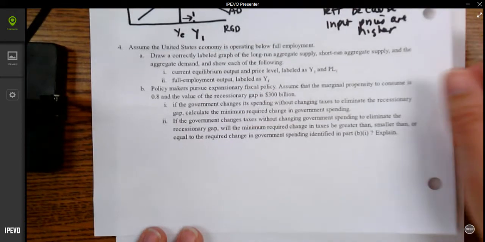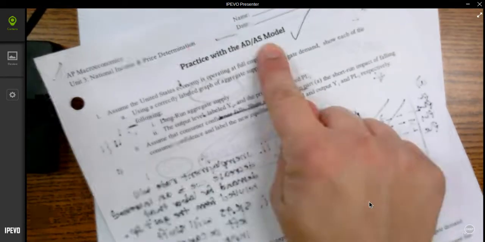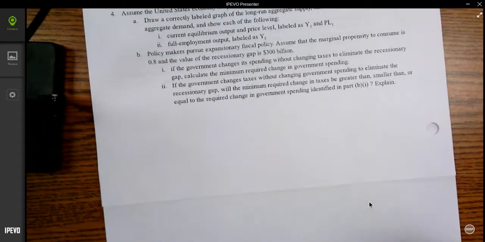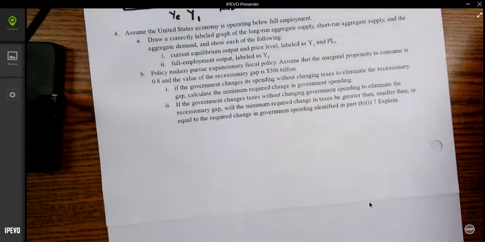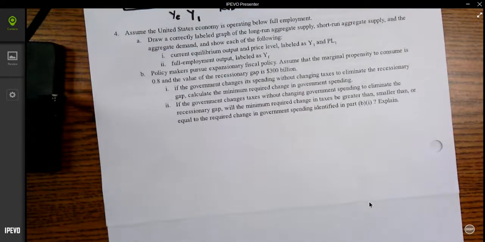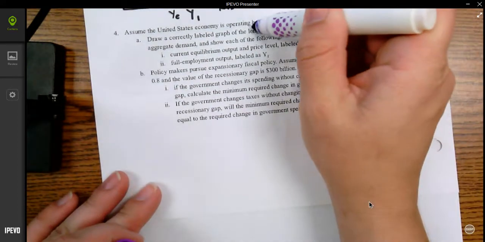All right, everybody. So now we're going to take a look at question number 4 on the practice with aggregate demand, aggregate supply handout. This is what the front of it looks like, in case you forget. We're going to do number 4 together to see how we're doing with the new skill of working with long-run aggregate supply.